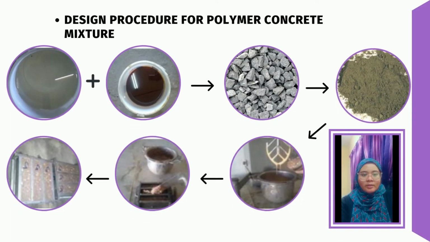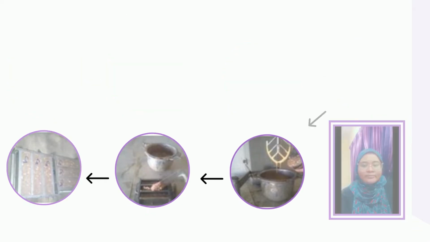For the polymer concrete mixture, mix in the required quantities of binder, between epoxy resin and hardener, then mix the aggregate and add the filler, which is fly ash class F, into the mechanical mixer. The mixture was poured in a mold and the curing process started for 14 days.